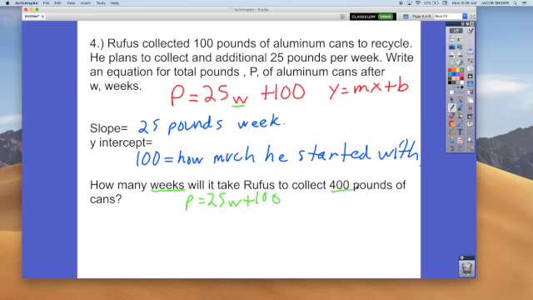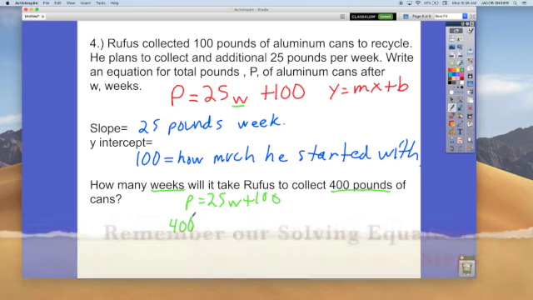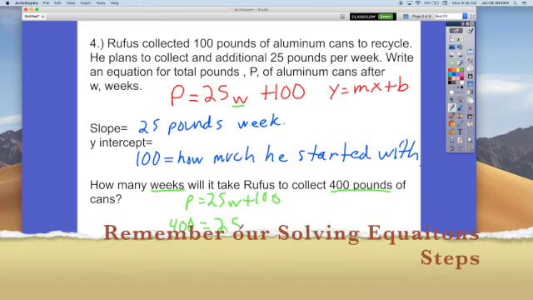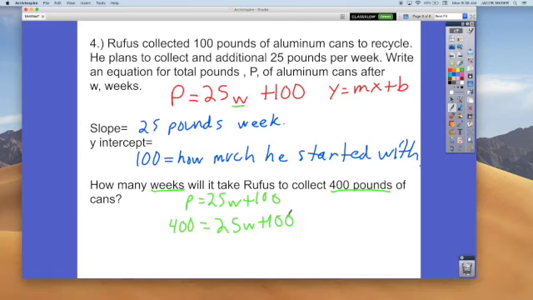I want to know how long it's going to take him to collect 400 pounds. So watch, 400 pounds equals... there we go. Now, we have to go back to when we solved equations, guys. It's been a little bit since we've solved equations, but here we go. We got to work it out.